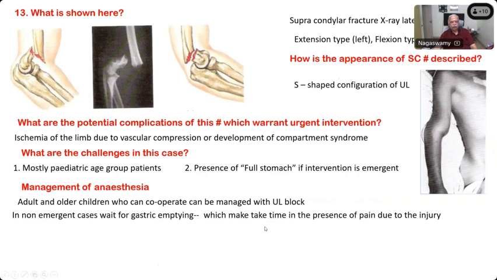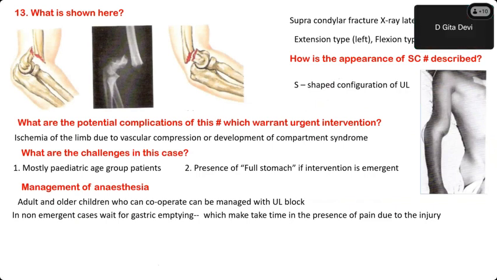Okay, and what is the risk? Even if you wait for 4 hours or 6 hours, and then when the patient is in pain, gastric emptying is delayed or fastened? Delayed. So they may still have some amount of full stomach. So what are the preparations you can do to prevent vomiting and aspiration? Rapid sequence induction if we're going for GA. Rapid sequence induction is management on the table.